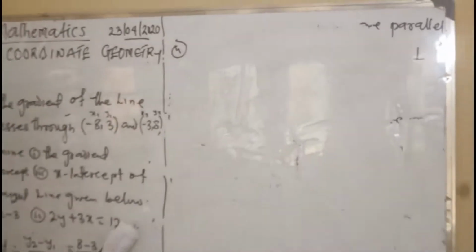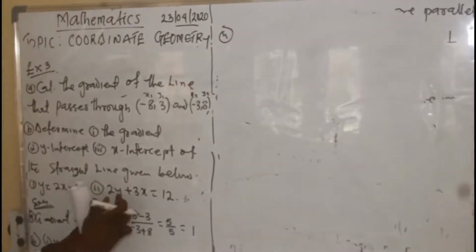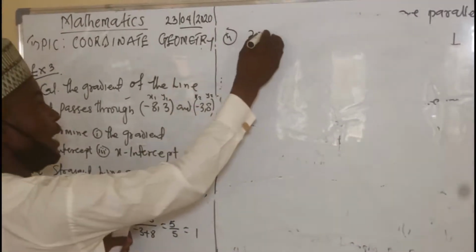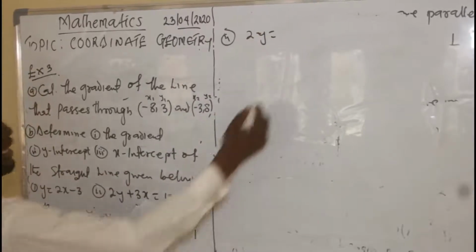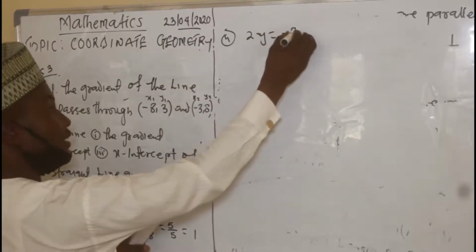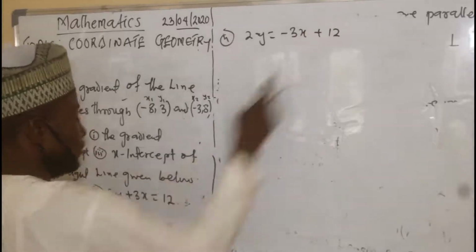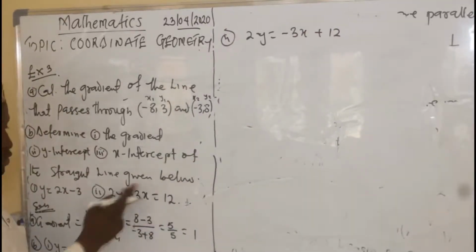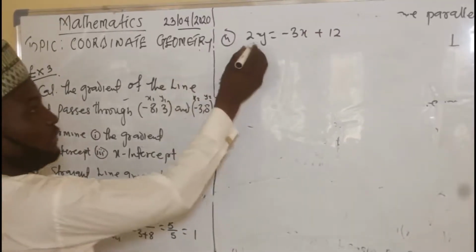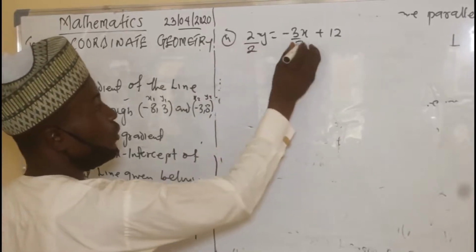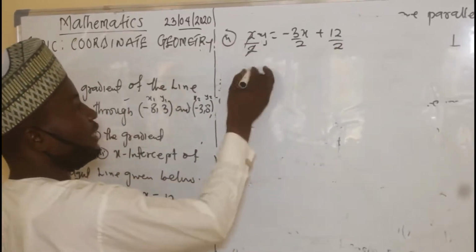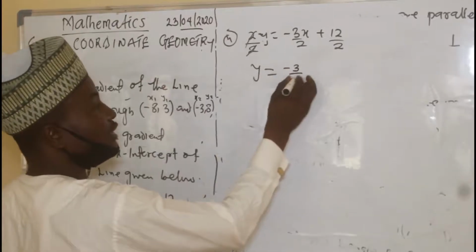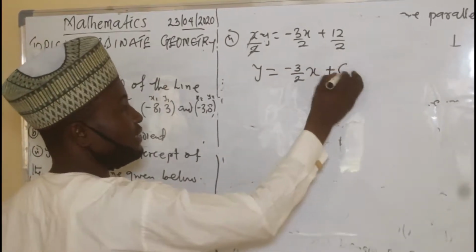So if you take the second example, Roman 2, we have 2y plus 3x is equal to 12. The first thing you have to do is to make y the subject. How do you make y the subject from here? You have 2y is equal to, take this to the other side, so it's going to be minus 3x plus 12. Because this is positive already, when this comes to the other side, it's going to be negative. So divide through all by 2. So this goes with this. So we have y is equal to minus 3 over 2x plus 6.